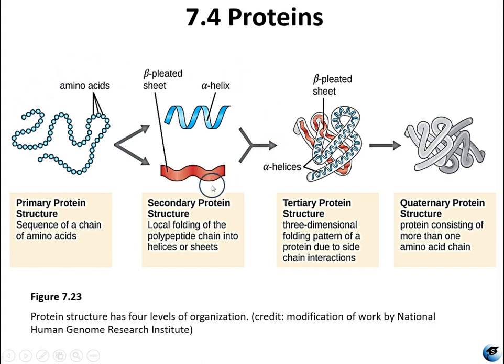The secondary structure is how the proteins are folding. So you have folds of polypeptide chains, and they either turn into sheets or helices, right? Then tertiary structure is the 3D folding pattern of a protein that has to do with side chain interactions. Proteins get very long and complex, and then you have these little side chain interactions with other proteins and other things. So this is where the tertiary structure comes in.